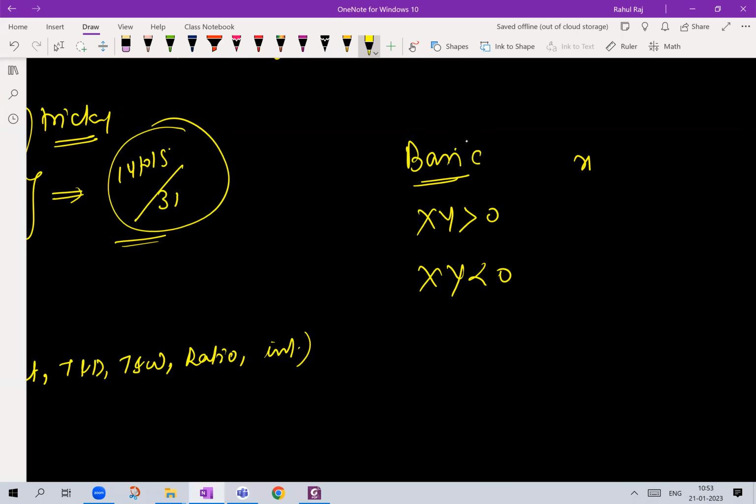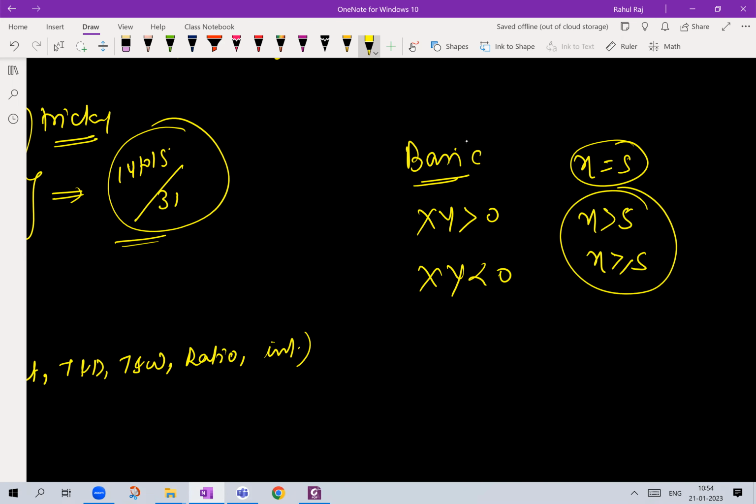Because in inequality, when you say x is equal to 5, this is an equation, right? When you say x greater than 5 or x greater than or equal to 5, this is an inequality. So basics are very clear. xy greater than 0 means signs of x and y are the same. xy less than 0 means signs of x and y are different. So the basic is just this. The point is how you implement these concepts while you are solving the question. That's just something that we need to learn. So I would say basic is a very misunderstood word.